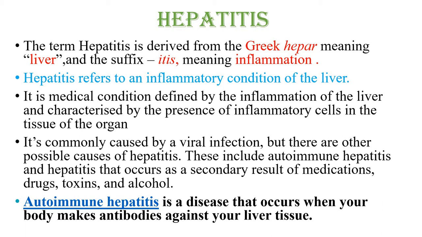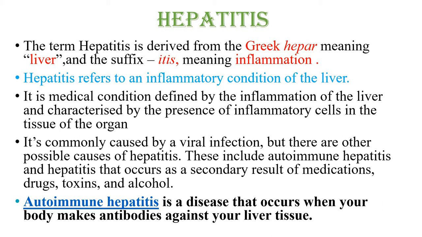Now regarding the introduction of our topic, hepatitis, the derivation of the term. The term hepatitis is derived from the Greek term hepar, meaning liver, and the suffix itis means inflammation, and therefore hepatitis refers to an inflammatory condition of the liver. It is a medical condition defined by inflammation of the liver and characterized by the presence of inflammatory cells in the tissue of the organ, that is hepatic cells.